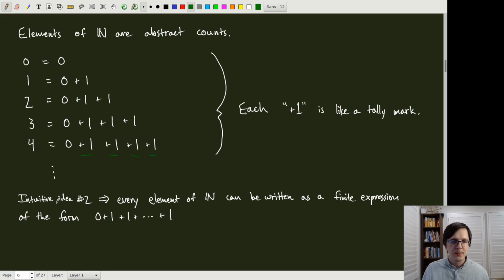So one consequence of intuitive idea number 2, which was that as you remove things, eventually you're left with nothing, is that every element of the natural numbers ought to be written as some sort of finite expression of the form 0 plus 1 plus 1 plus 1 plus so on. Because given your number, you can start removing them, like subtracting 1 repeatedly until you're left with 0, and we just keep recording the plus 1s that we needed along the way.